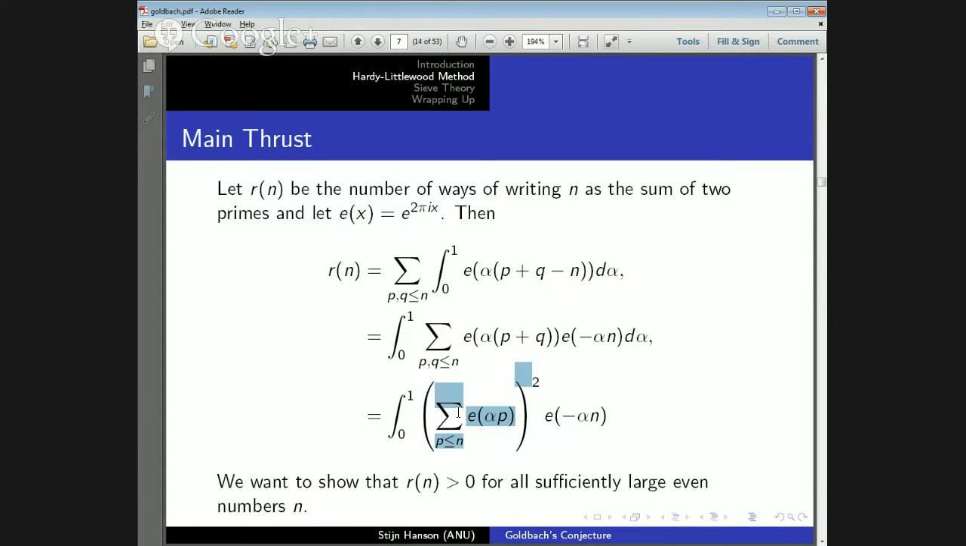the circle method. And the reason it's called the circle method is, as you can see, because of this exponential here. It's essentially a complex unit circle that we're integrating around. So that's where the name comes from. The analytic number theorists are so very imaginative with their names, I know.